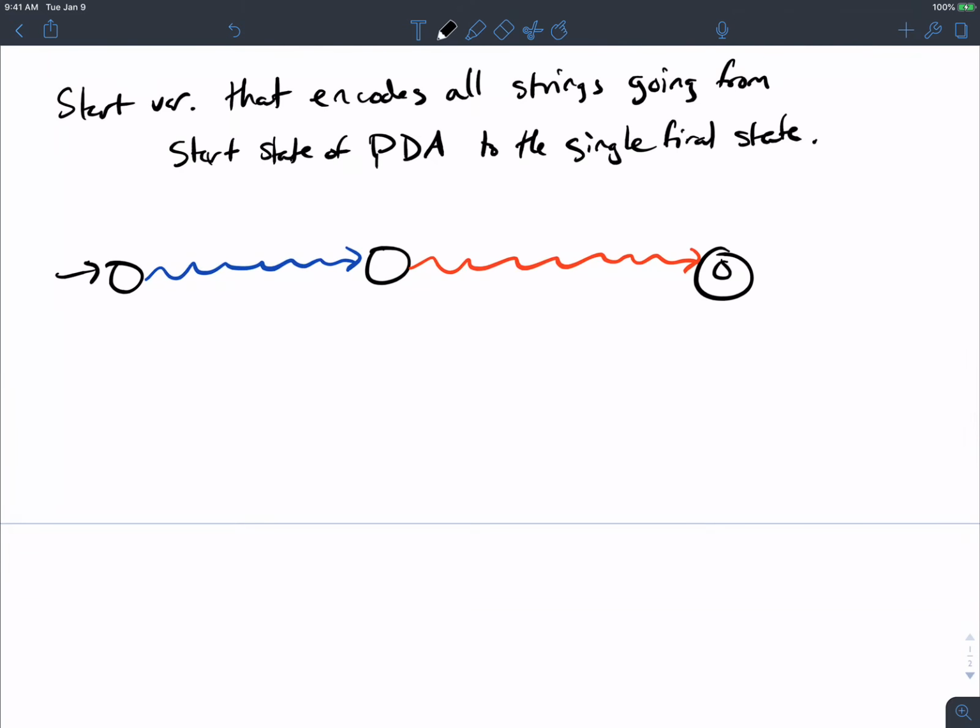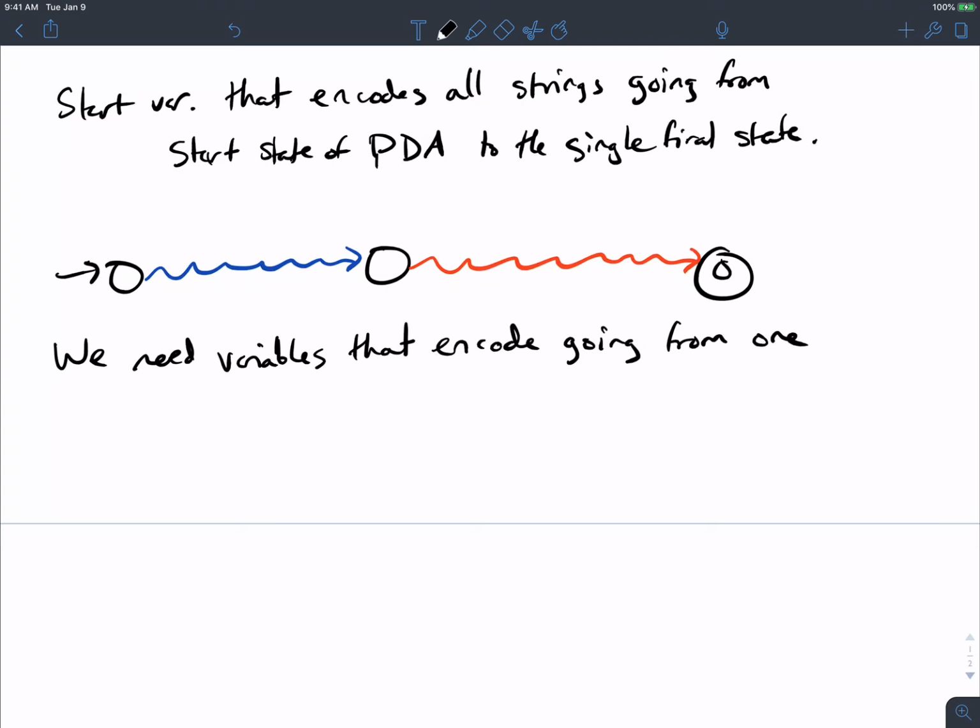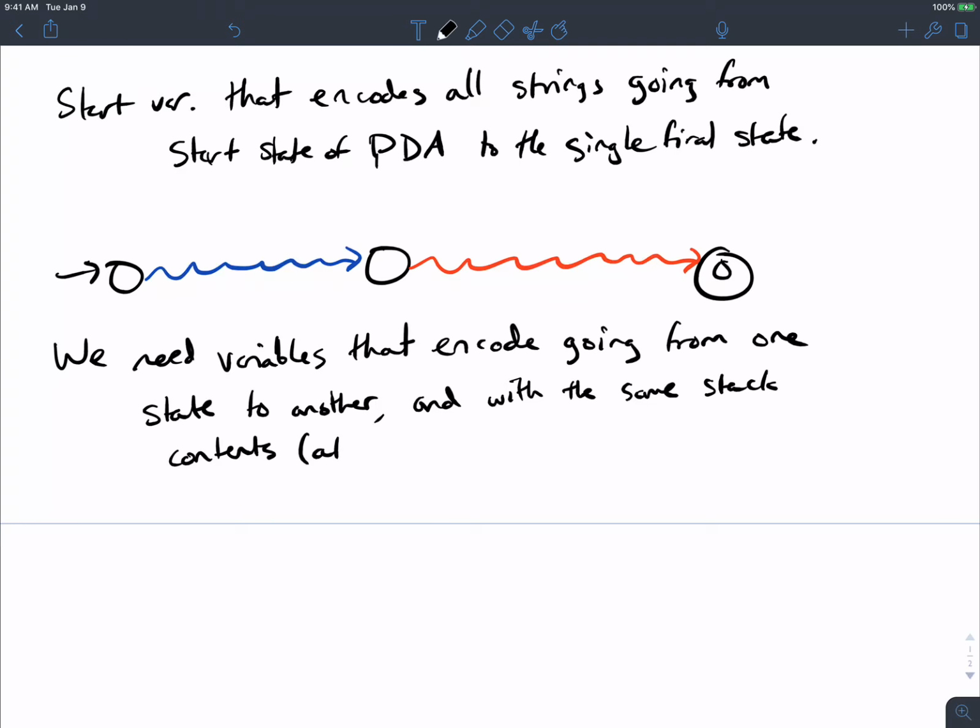So we need variables that encode going from one state to another and with the same stack contents at both places, at both states, I guess. So, well, that would seem reasonable.